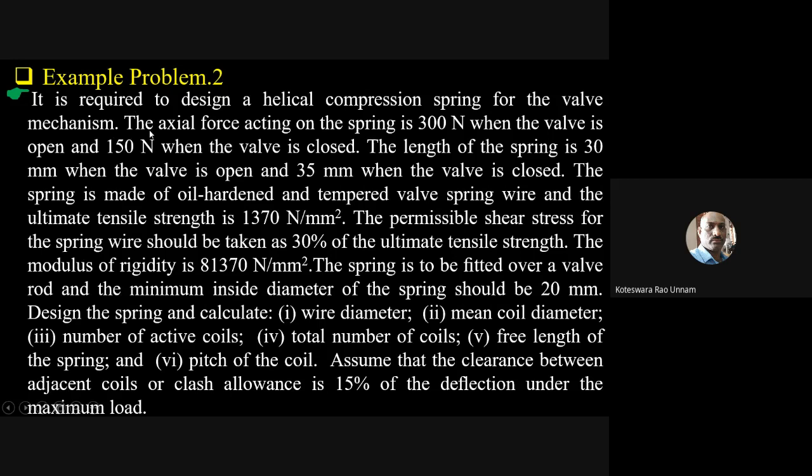Now from this you can see that the maximum force is when the valve is in open condition. The force on the spring is maximum, which is 300 newtons. So we identify that 300 newtons is the maximum force acting on the spring. But what about delta? He has not given anything for delta, but indirectly he has given the delta value. So how can I find the delta value here? You can use the two lengths of the spring.